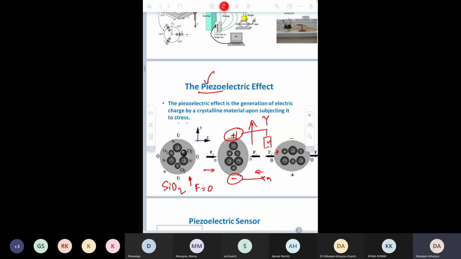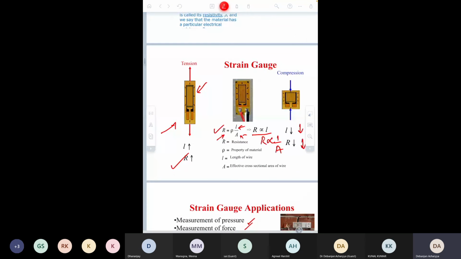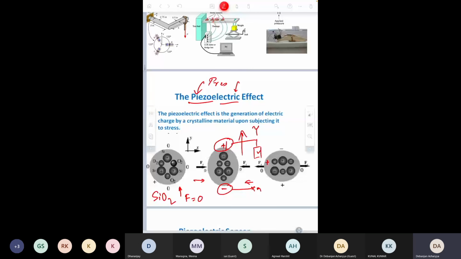So piezo means pressure, to press, and electric means the voltage. After the application of the pressure or the force, you can generate an electrical signal. That's why it's called piezoelectric. Similarly, piezoresistive means that a strain gauge is a kind of piezoresistive material, because after the application of force, you are changing the resistance of the sensor. So that is piezoresistive, and this is piezoelectric.